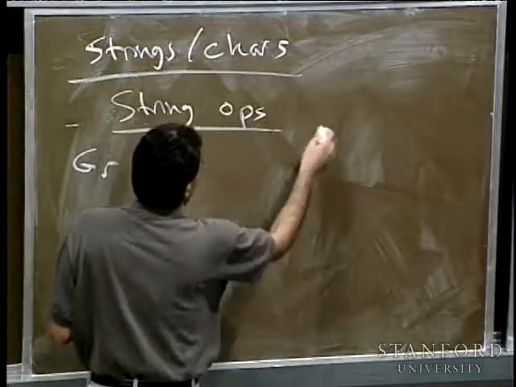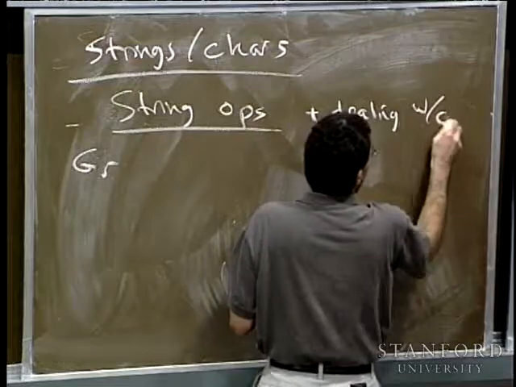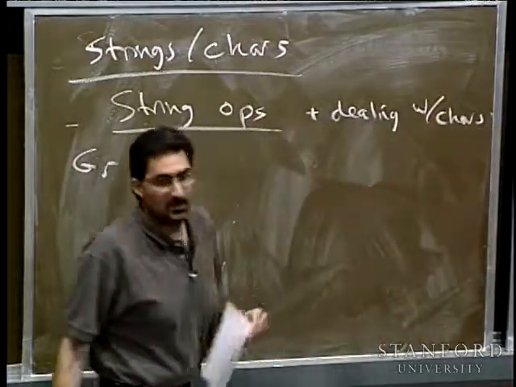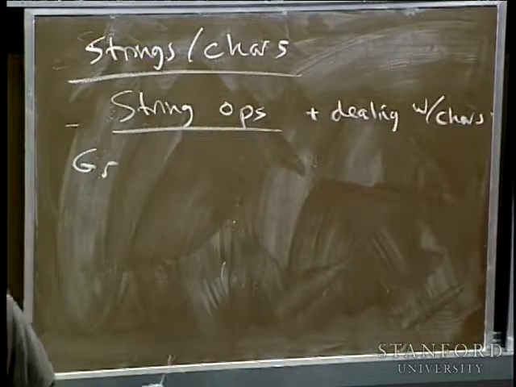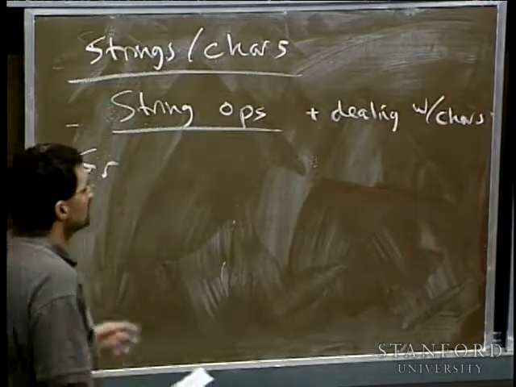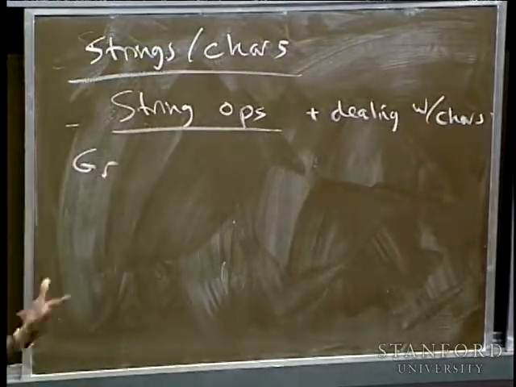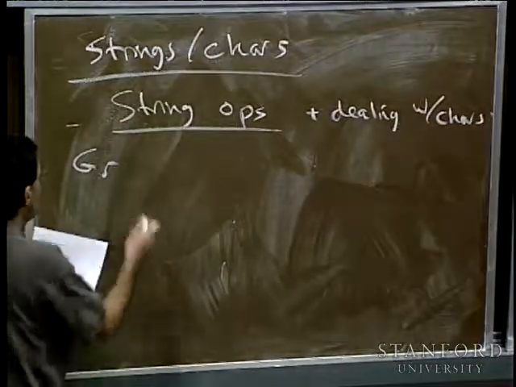And related to string operations is also dealing with characters. Right? So the fact that you can pull individual characters out of a string, you can concatenate a series of characters together to build up a string, which is a common way of actually building up a resulting string. That's also kind of related to that. So you need to know the interplay between characters and strings.